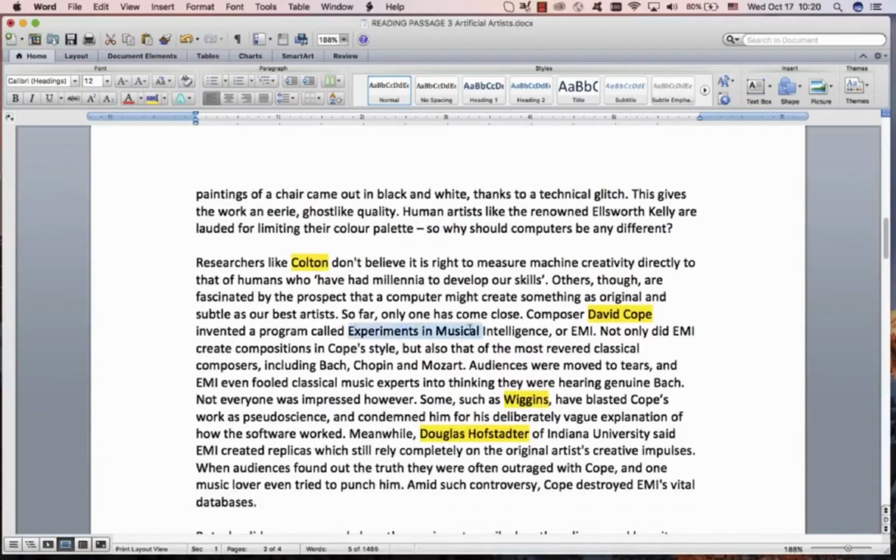So here they introduced this software for the first time. It's a program. Not only did it create these, but also classical composers, including these famous composers. The audiences were moved to tears. It means they started to cry. And this program fooled the experts into thinking they were hearing genuine Bach music. So how did it surprise them?